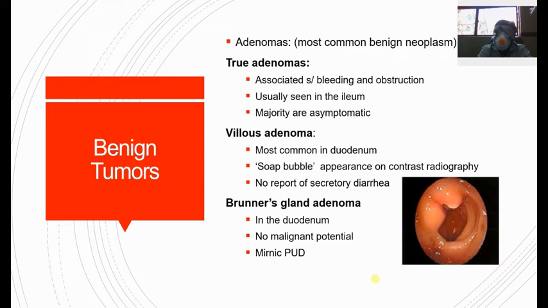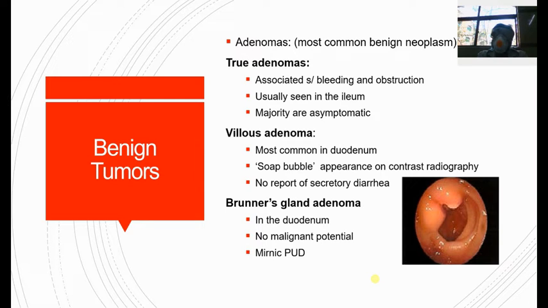So, as with any other neoplasm at any other site, there are two groups of neoplasm. One is benign tumors, the other is malignant tumors, and in the small intestine, adenomas are the most common benign lesions. Adenomas come in different varieties like true adenoma, villous adenoma, and Brunner's adenoma, depending on their macroscopic and microscopic features. True adenomas are associated mostly with bleeding and obstruction.